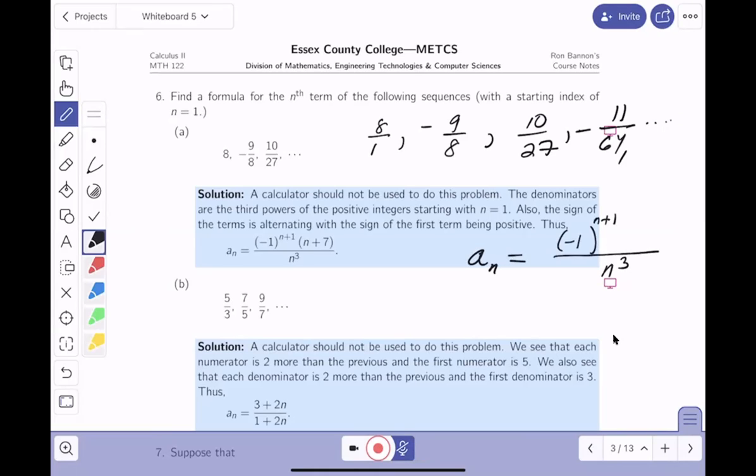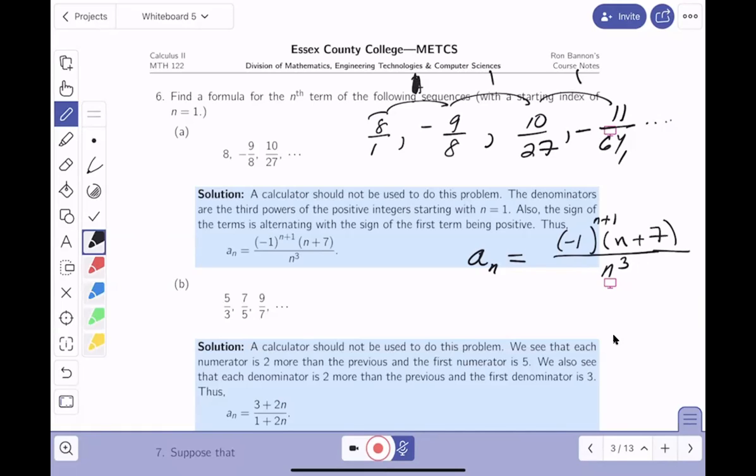And then I've got to worry about the numbers on top. What do I notice about them? They're going up by 1. So it has something to do with n. 1 times n, but to get the first term, I'd have to add 7 onto it.